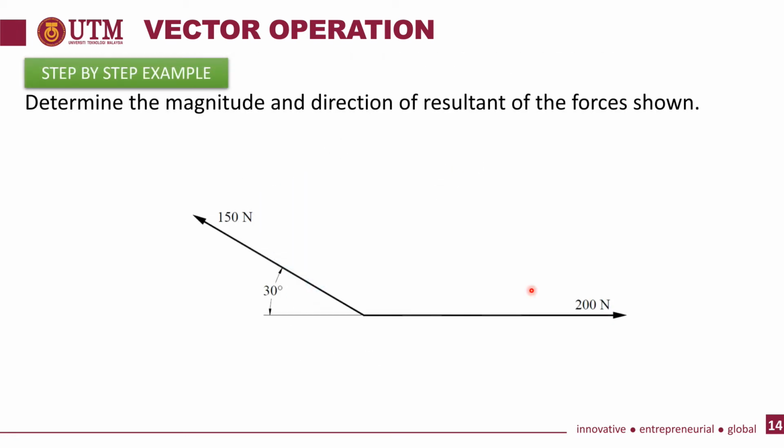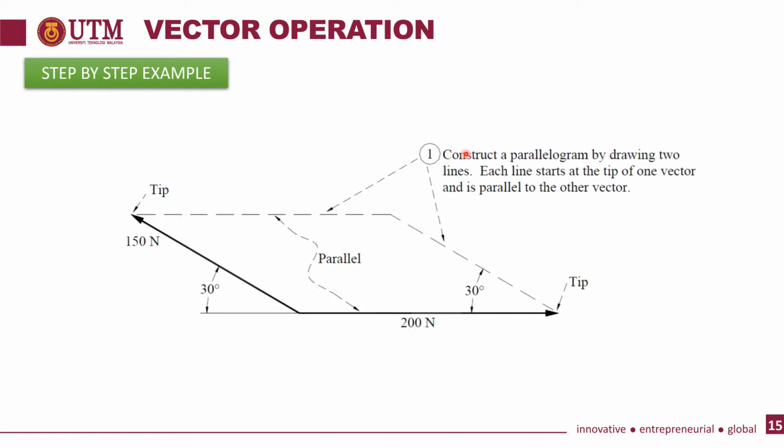Okay, so next is a step-by-step example. This question asks you to determine the magnitude and direction of the resultant of the forces shown. In order to find the resultant force, based on our previous lesson, this is tails meet with tails. So you should use the parallelogram law. Construct a parallelogram by drawing two lines. Each line starts at the tip of one vector and is parallel to the other vector.